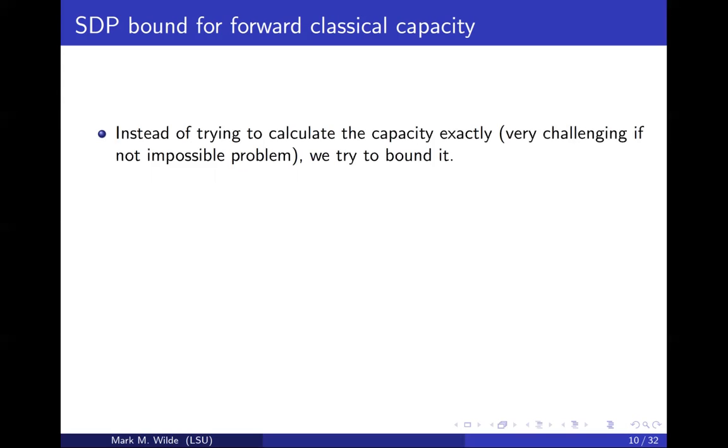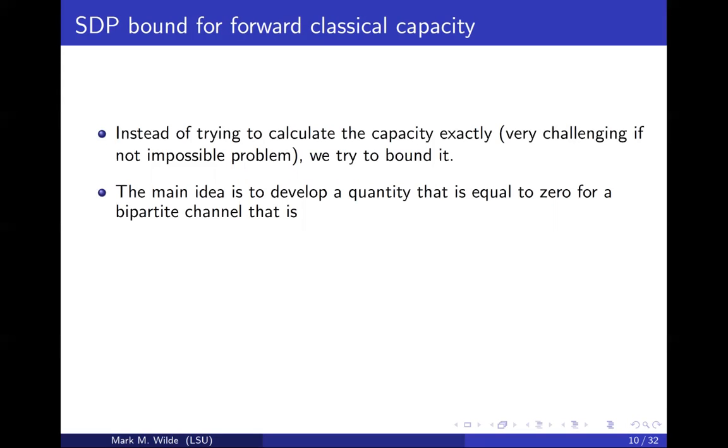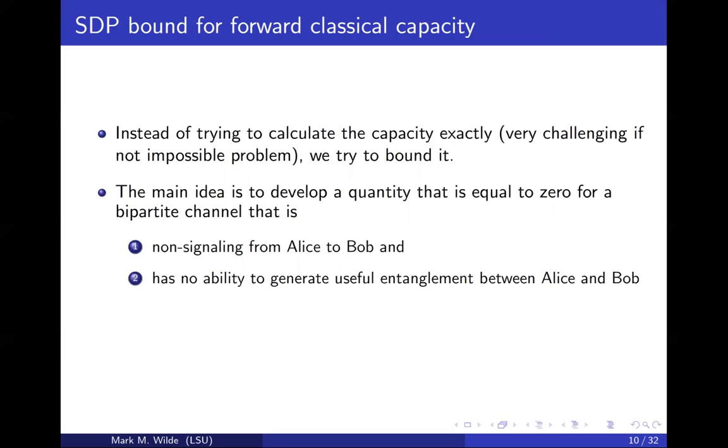Okay, so how can we do that? We're going to come up with a quantity that's equal to 0 for a bipartite channel that's non-signaling from Alice to Bob. If the channel has no ability to send any information at all from Alice to Bob, it's non-signaling, and we want the quantity to be equal to 0 for such a channel. And furthermore, we want it to be equal to 0 for a channel that has no ability to generate what I call useful entanglement between Alice and Bob. So those are the two conceptual ideas, and those translate into precise things mathematically.